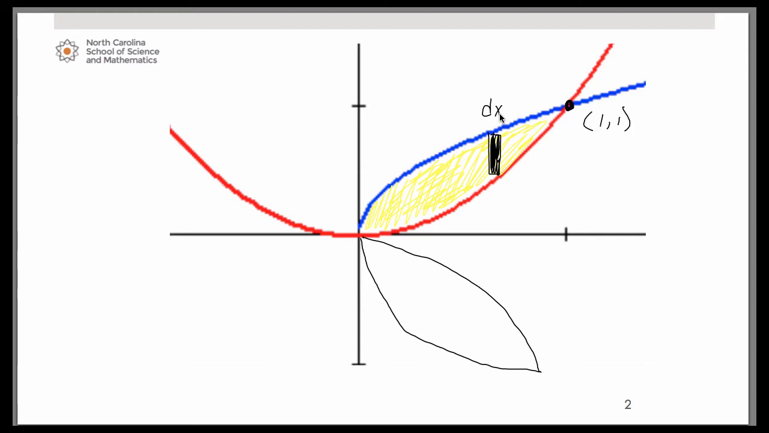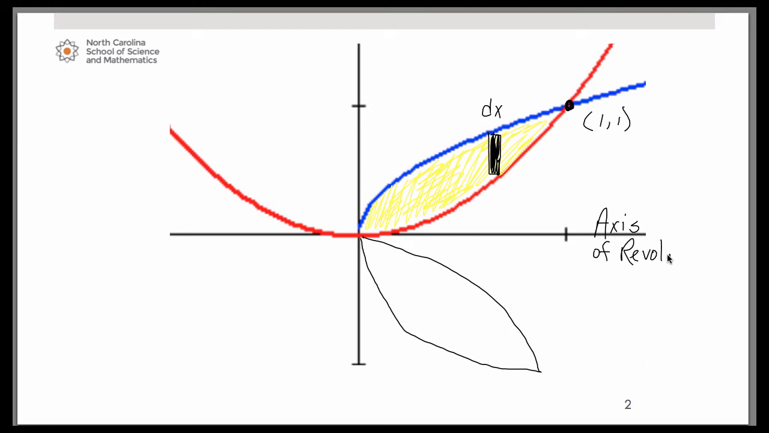What makes it a washer method problem are two major characteristics. That representative rectangle is perpendicular to your axis of revolution, which in this case we were told was the x-axis itself. And it also is not touching it. That is in contrast to the disk method, in which the representative rectangle was touching the axis of revolution. The fact that your representative rectangle is not touching the axis of revolution, that's where your hole comes from.